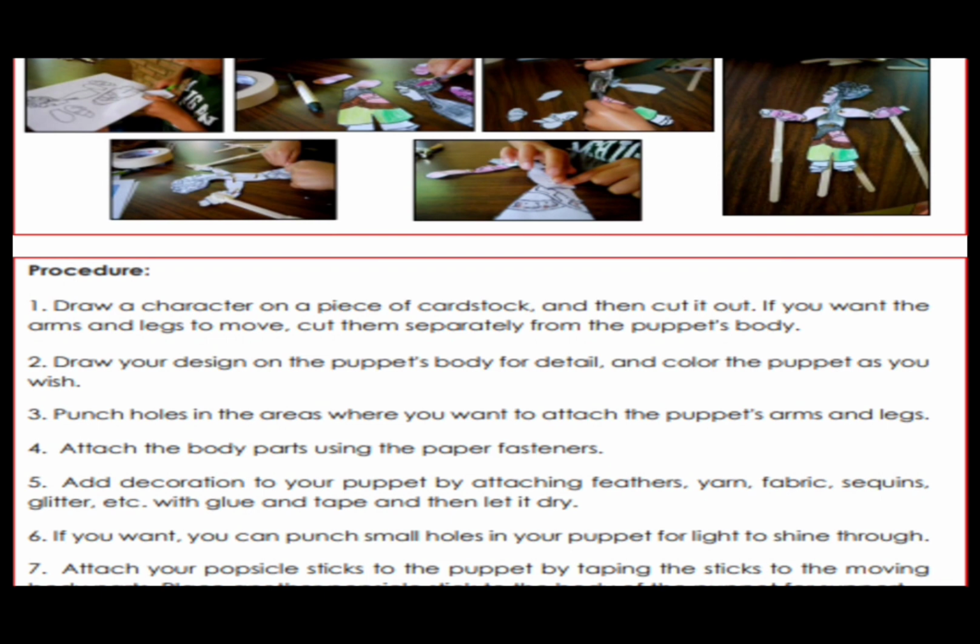Number 5. Add decorations to your puppet by attaching feathers, yarn, fabric, sequins, glitters, etc. with glue and tape, and then let it dry. Number 6. If you want, you can punch small holes in your puppet for light to shine through. Number 7. Attach your popsicle sticks to the puppet by taping the sticks on the moving body parts. Place another popsicle stick to the body part or the body of the puppet for support.